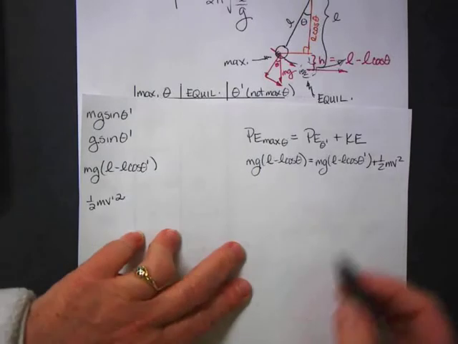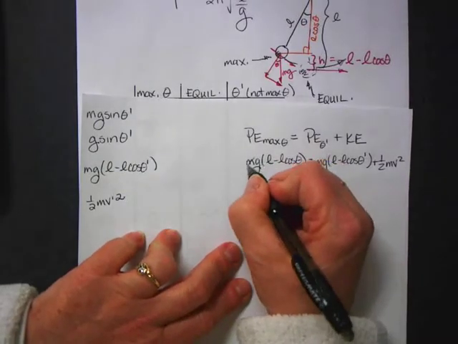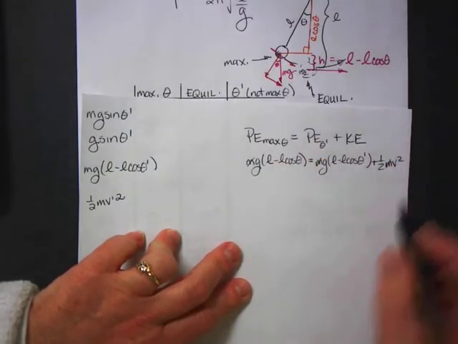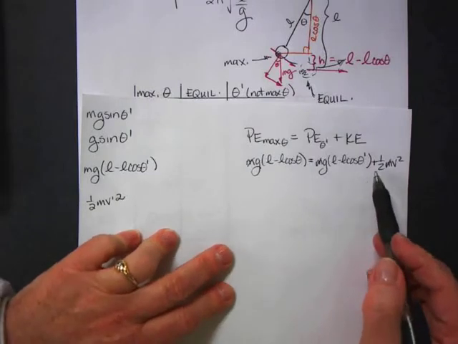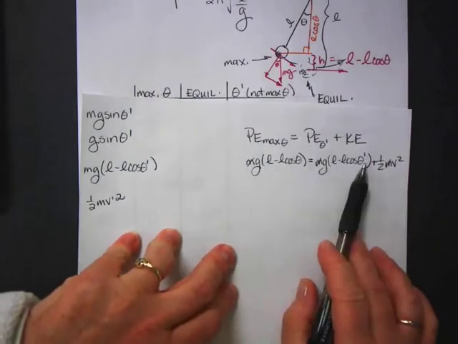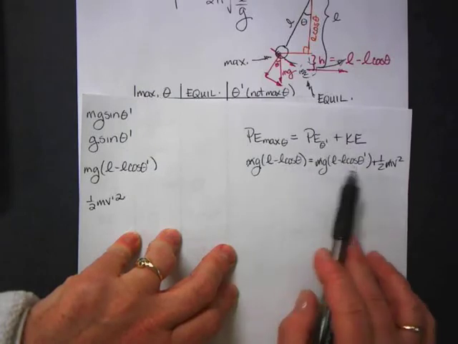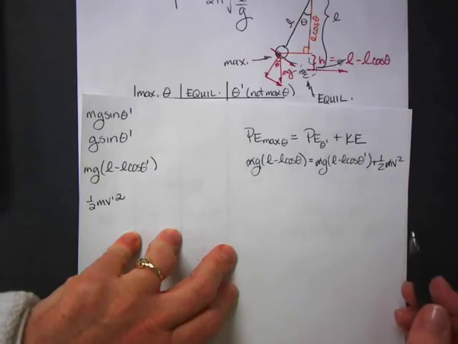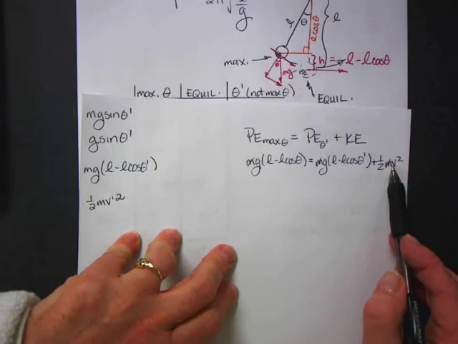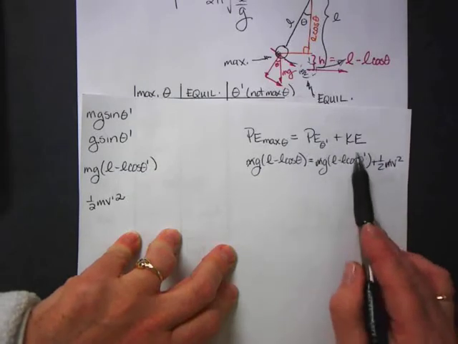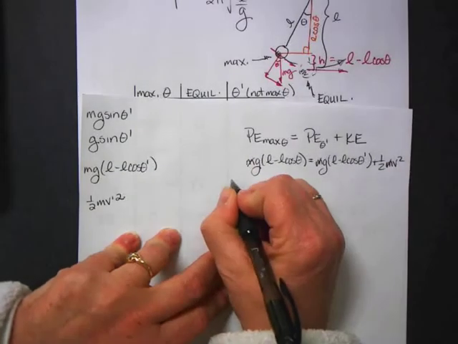Okay, so how do we solve that hot mess for v? Well, you have a mass in each expression, and hopefully some of you will remember that mass is not important when we're talking about potential and kinetic energy. It's just based on height and how fast you're going. So now if we want to solve for v, I have to subtract this quantity from both sides.